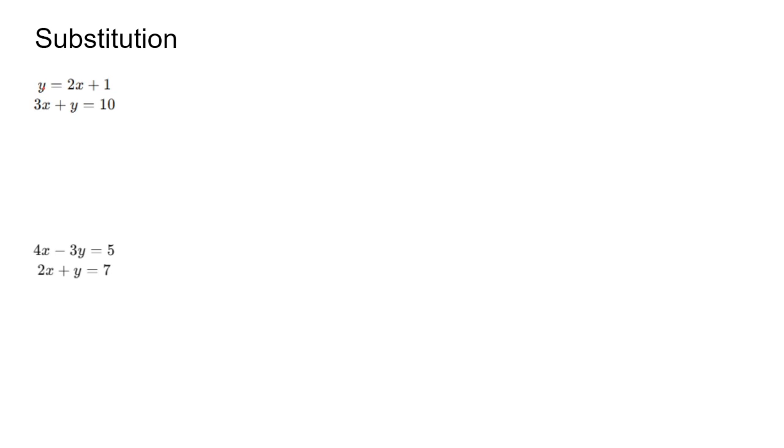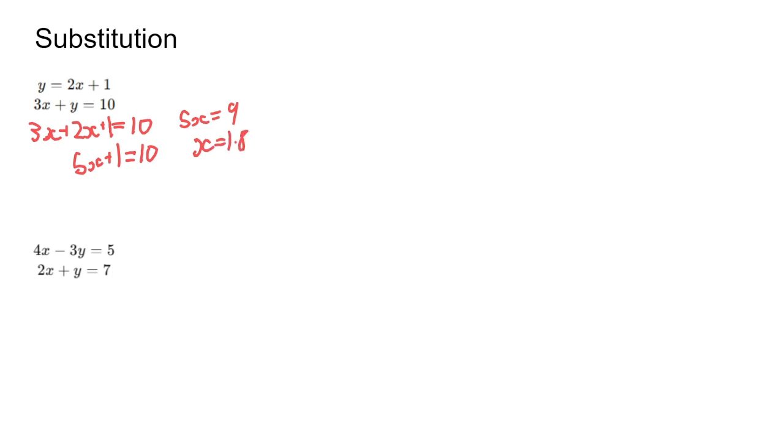So in here, I know y is equal to 2x plus 1. So you substitute that variable with 2x plus 1. So here, you do 3x plus 2x plus 1 equals 10. And then that's just a very easy linear equation. 5x plus 1 equals 10. That means 5x equals 9 and x equals 1.8.